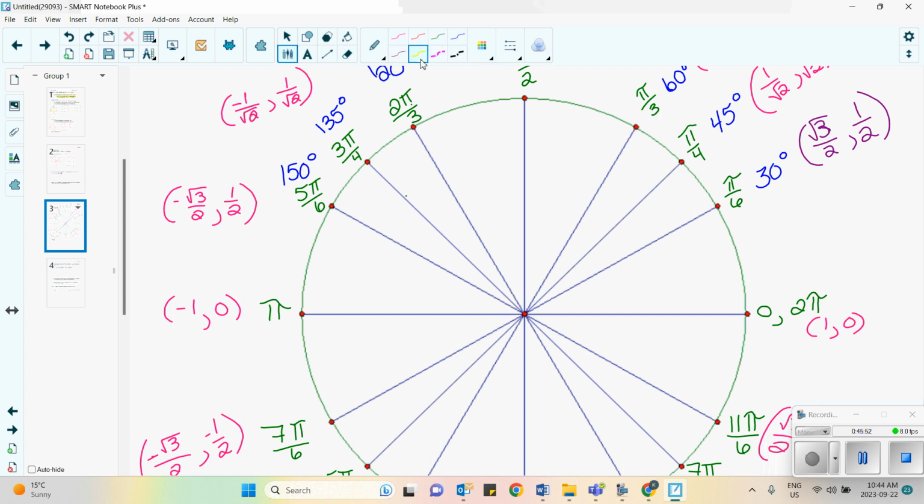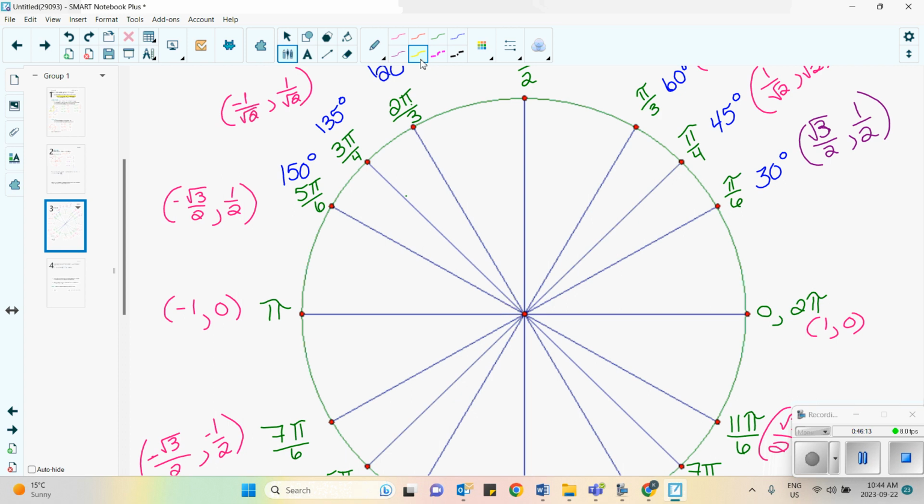Somebody showed me this a little while ago, and I found it helpful to remember that 1/2 and root 3 over 2 go together as a pair. It's just what order do they happen in? That gets confusing and can mess you up. So this is how somebody showed me how to remember it. There's lots of tips and tricks on YouTube if you want to go find something else.